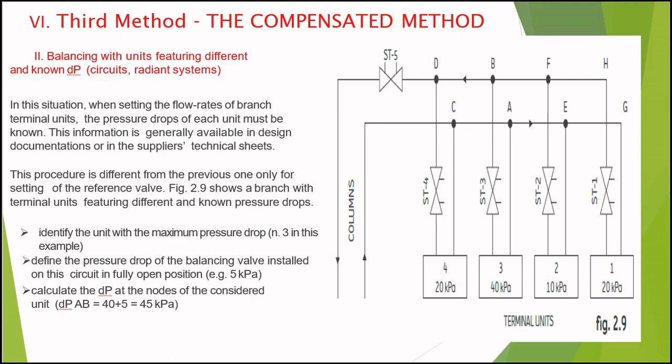The first step, identify the unit with the maximum pressure drop. Number 3 in this example. This is the maximum pressure drop, which is 40 kilopascal. Define the pressure drop of the balancing valve installed on this circuit in fully open position, for example 5 kilopascal. Calculate the dP at the nodes of the considered unit. For this unit, node B is 45 kilopascal.